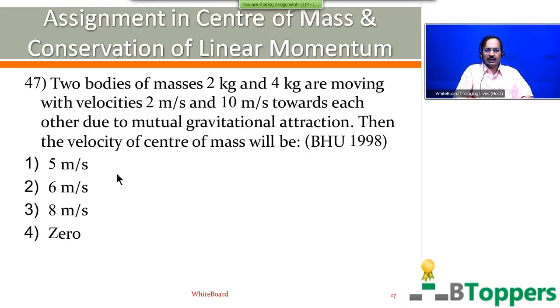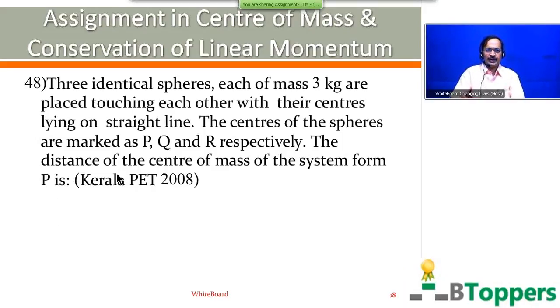That means you are given the magnitude of velocities of the two masses which are directed towards each other. You have to find the magnitude of velocity of center of mass of the system of the two masses. So in case you need more time to answer this question, you can take a pause and take your time. I am going to show the next question on screen. See the question number 48.